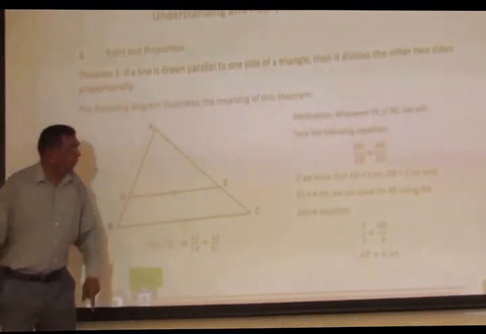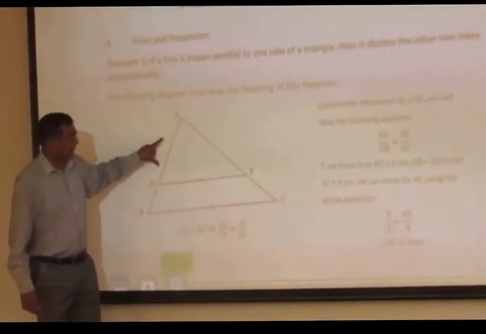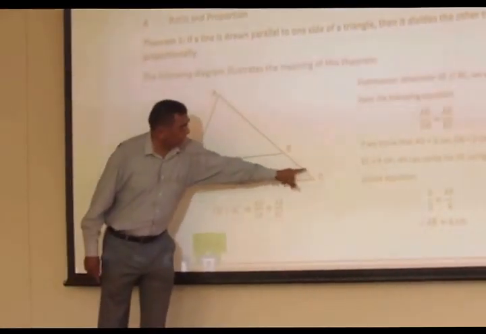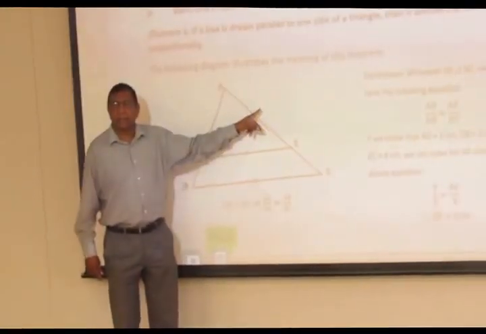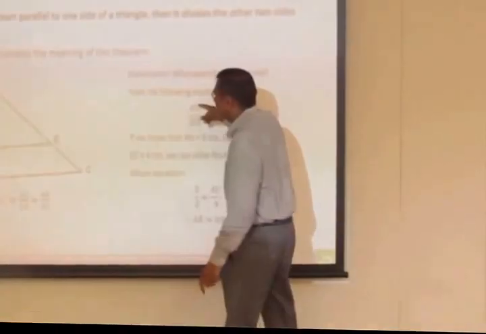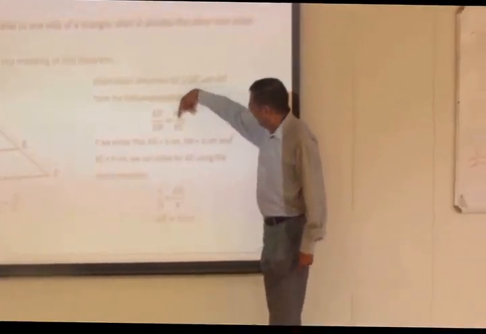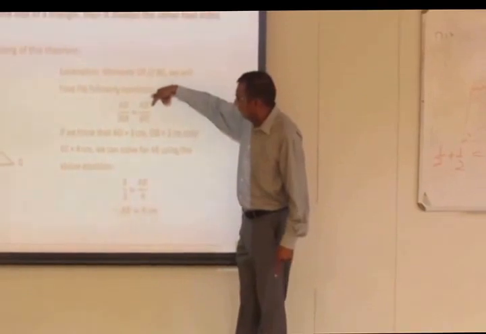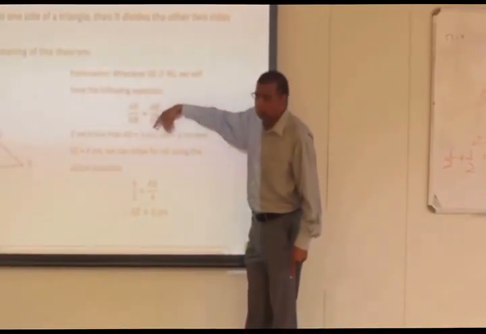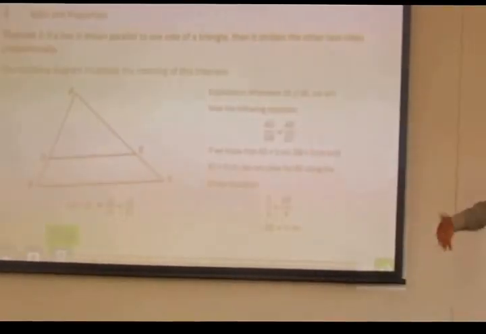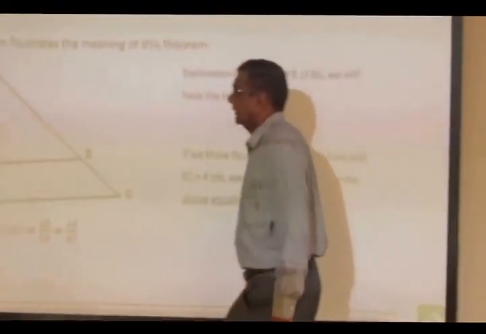In other words, if we know, for example, that AD is 3, and DB is 2, and EC is 4, and we only don't know AE, can we solve for it? Yes, we can. Why? We'll just put it in here. We put the AD, which was 3, and the DB, which was 2, and the EC to be 4, and we've got everything but one, and we can solve it. Is that right? So that's one of the easiest and most elementary applications, and it comes out to 6.